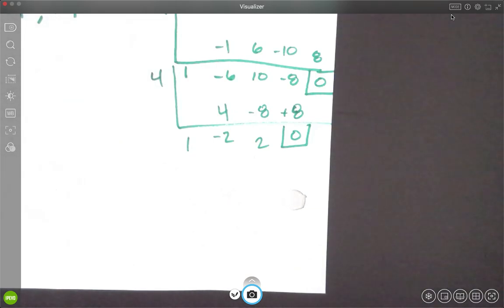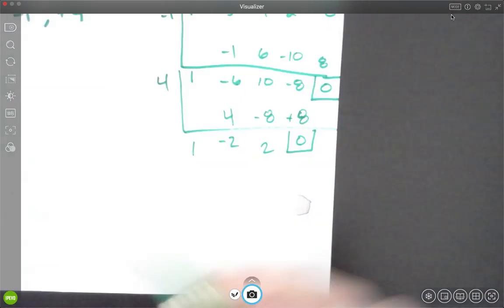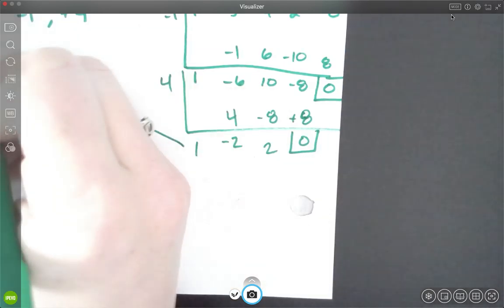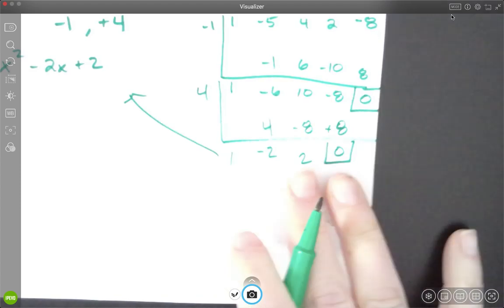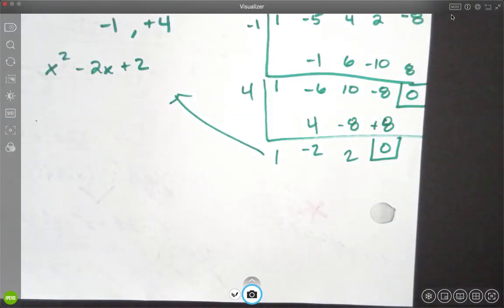Okay, what is 1, -2, 2? A trinomial? What does it look like? You better give me credit. X squared. Do I get bonus? Yeah, I get bonus, right?